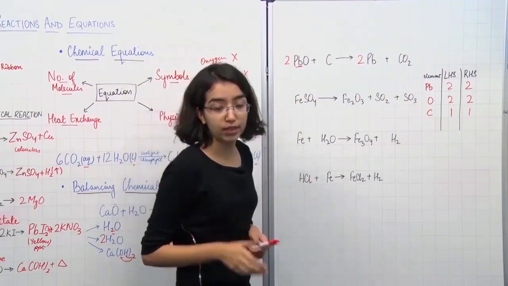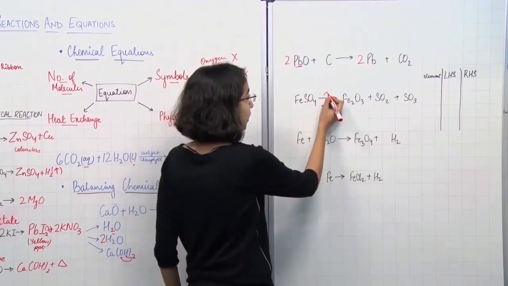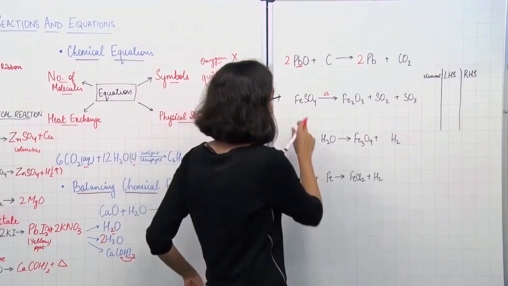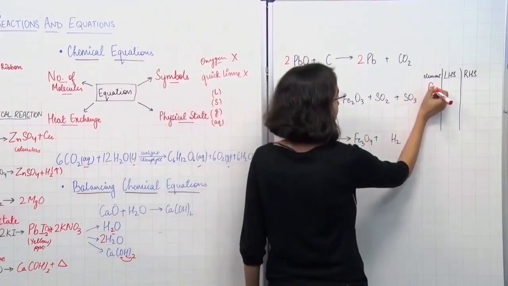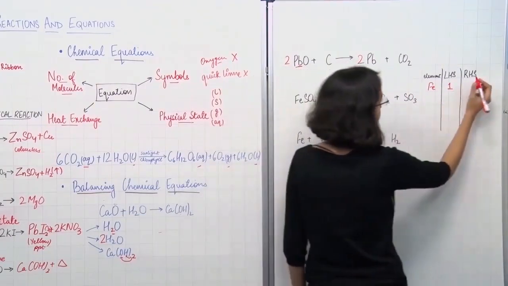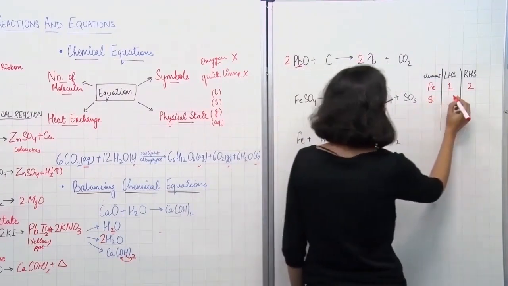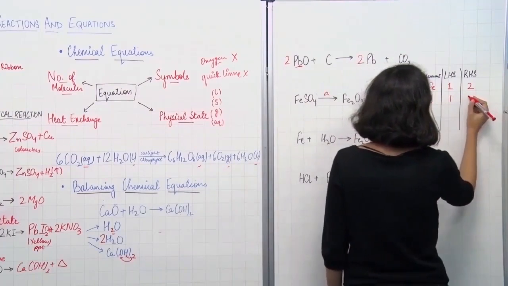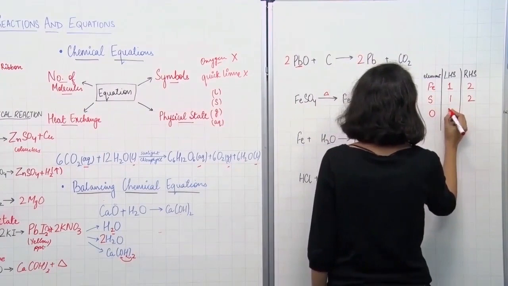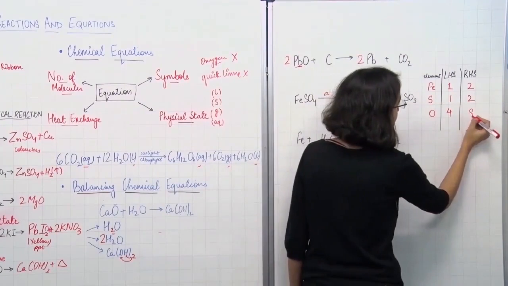Now let's try with another example. We have ferrous sulfate, and we break it down in the presence of heat, and it breaks to form Fe2O3, SO2 and SO3. Now the number of Fe elements, here it's only 1. Here it's 2. S, 1 here, 2 here. O, 4, and here 3, 4, 5, 6, 7, 8.